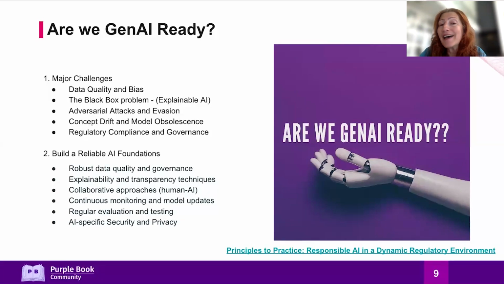We have adversarial techniques, evasion, concept drift, model obsolescence. We have regulatory compliance and governance. So these are new things, and we are responsible to build this reliable AI foundation. Now, you're going to tell me, well, Maria, it's kind of easy for you to talk. If you look at your bullet points, robust data quality, governance, how do you really do this?